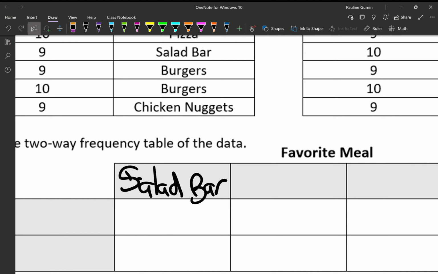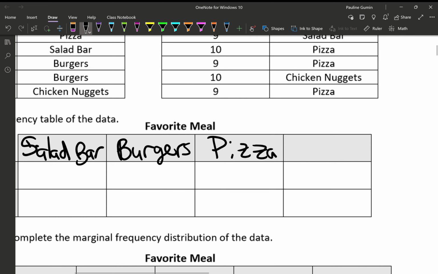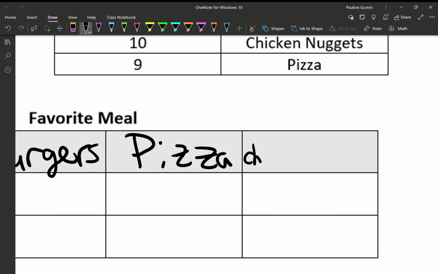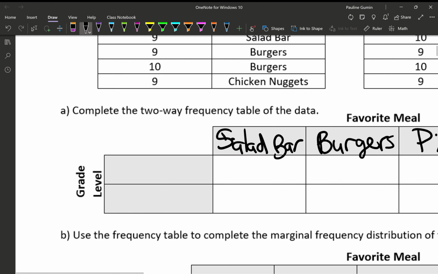Okay, we got salad bar, burgers, we got pizza, and, let's see if I can fit chicken nuggets in here. Chicken nuggets. There we go. Okay. And as far as grade level goes, we have two. We've got 9th graders and 10th graders.